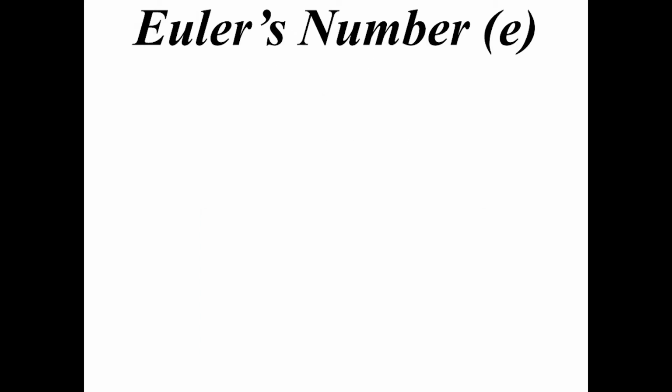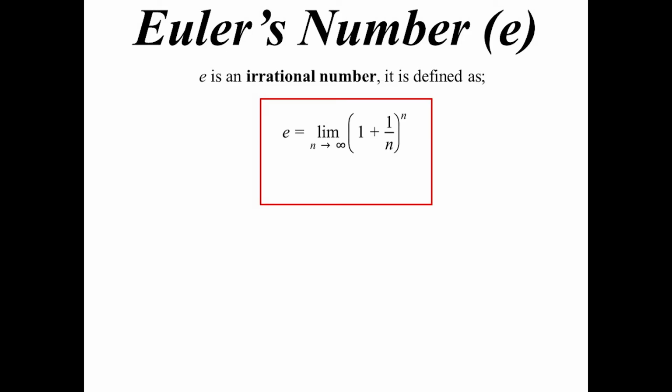So Euler's number is e, e for Euler, I guess. It's basically an irrational number, just like pi is an irrational number. We don't know what it is exactly, but it is defined as the limit as n approaches infinity of (1 plus 1 on n) to the power of n. As you substitute bigger and bigger numbers into that, (1 plus 1 on n) to the power of n, you get closer and closer to the value of e.